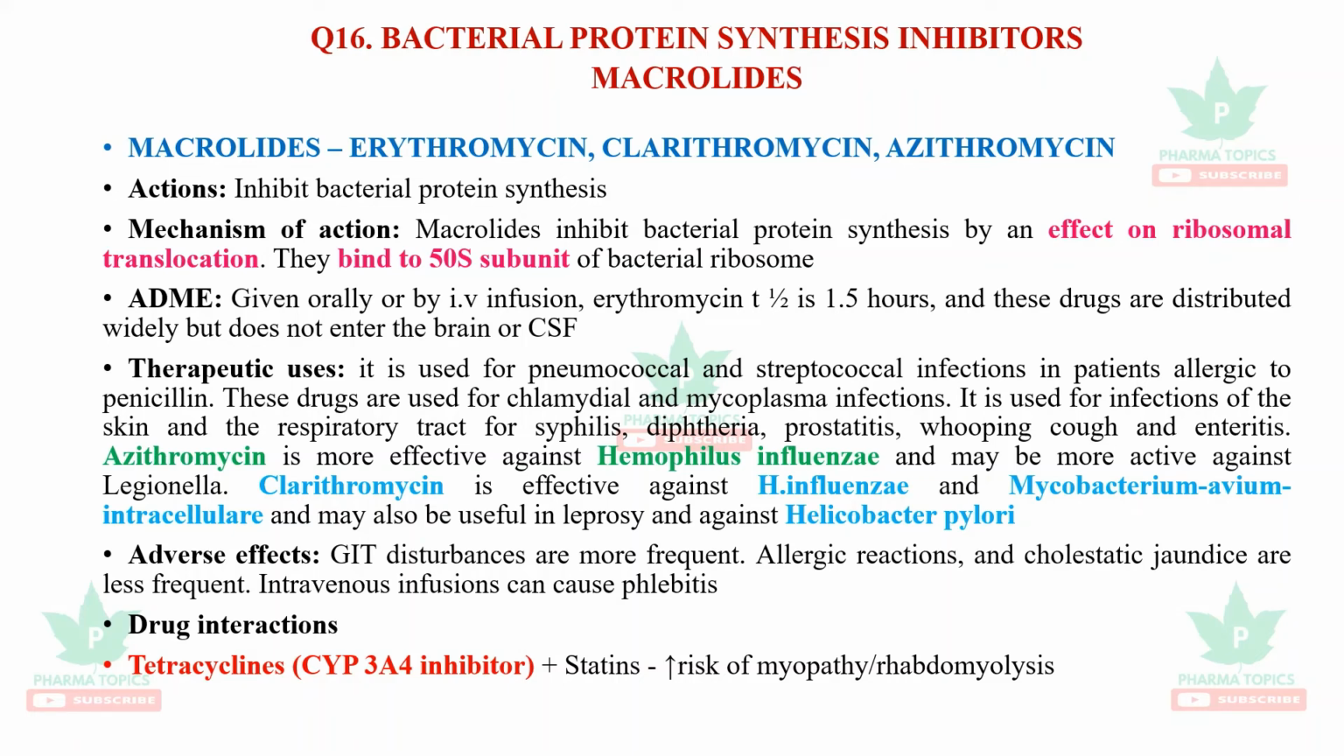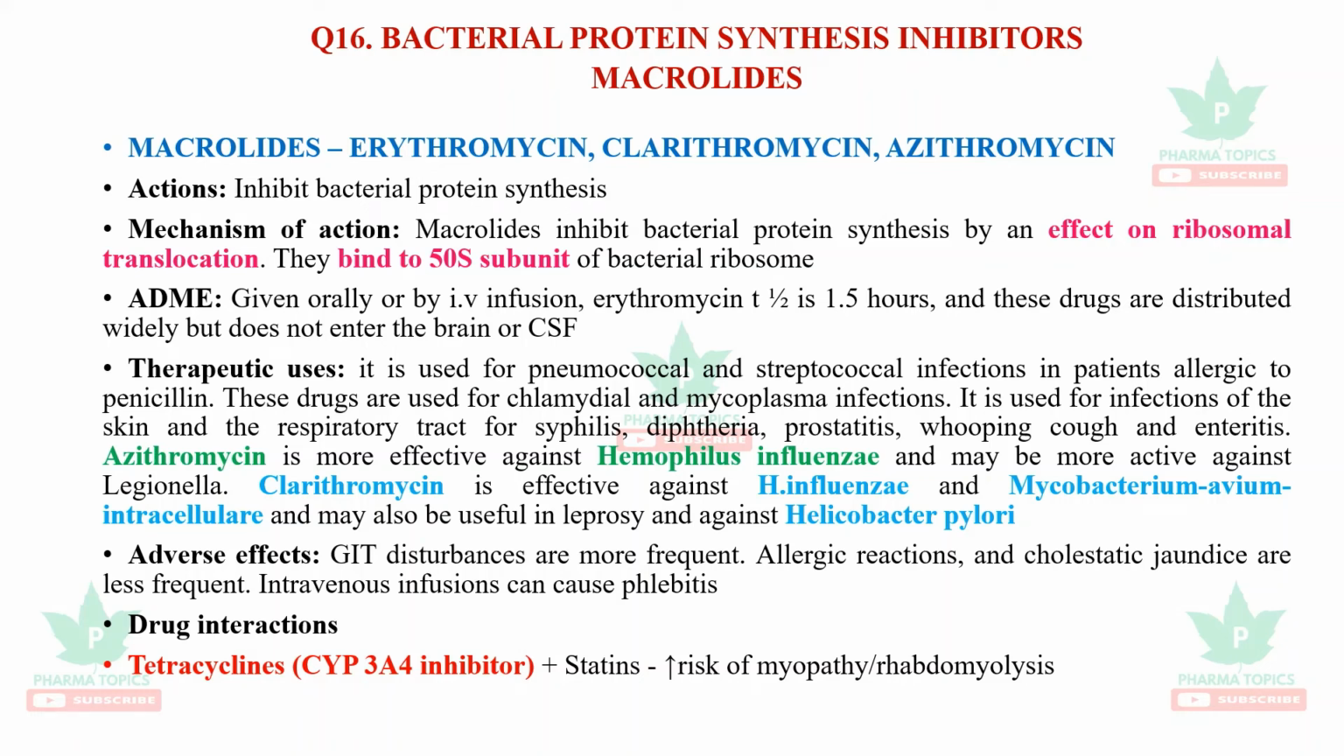Macrolides inhibit the bacterial protein synthesis by an effect on the ribosomal translocation. They bind to 50S subunit of the bacterial ribosome. They can be given orally or by IV infusion. The erythromycin half-life is 1.5 hours. And these drugs are distributed widely but do not enter the brain or CSF. The macrolides are useful for treatment of pneumococcal and streptococcal infections in patients who are allergic to penicillin.